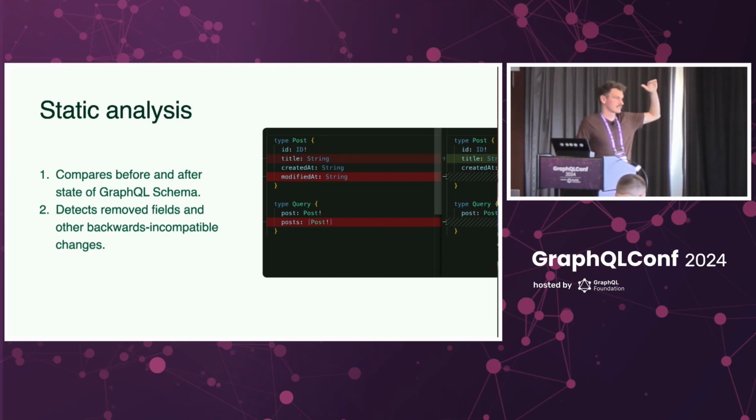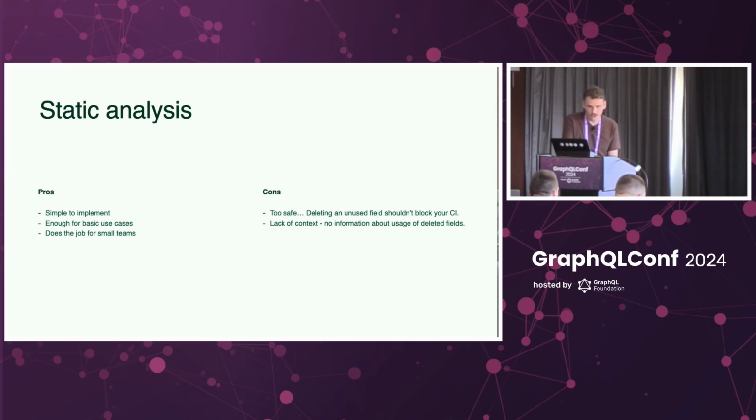It was pretty much a diff between the before and after state of the GraphQL schema. Then we collected a list of changes and ranked them by 3 levels, I believe: breaking, dangerous, and safe. So we can do the same. The issue with that approach is that, okay, it's simple. It's enough for your use case. That's the job. But the issue is that it's actually too strict.